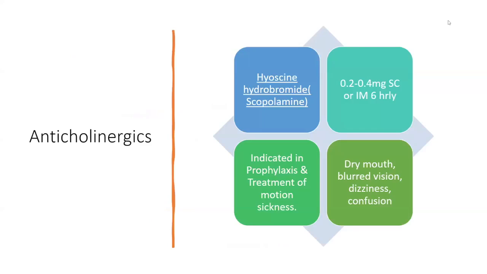And then your anticholinergic that is commonly used is your hyoscine hydrochloride, also known as your scopolamine. It's given at a dose of about 0.2 to about 0.4 milligrams subcut, or you can give it IM 6 hourly. It's indicated in prophylaxis and treatment, mostly in motion sickness patients. Its side effects: it can cause dry mouth, blurred vision, dizziness, and also confusion.